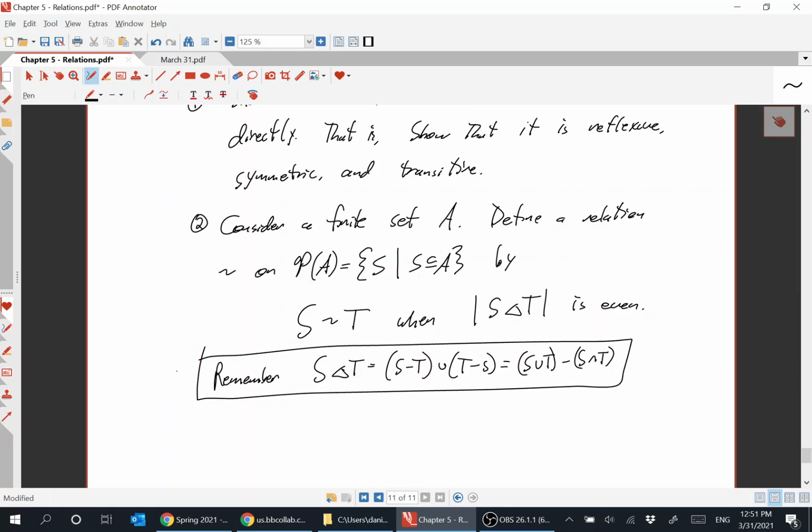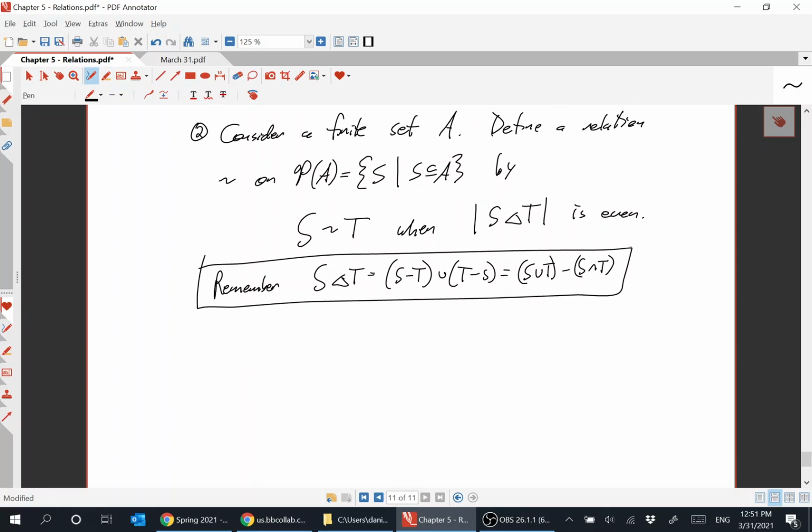So define a relation on the power set of A this way, via this symmetric difference. Don't show it's an equivalence relation. It is. Okay, this is an equivalence relation. What are the equivalence classes?